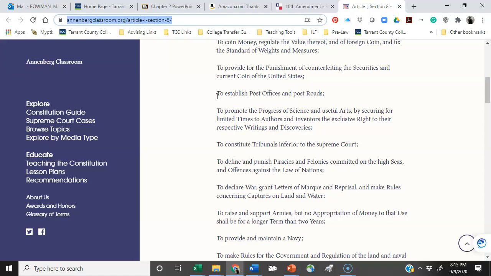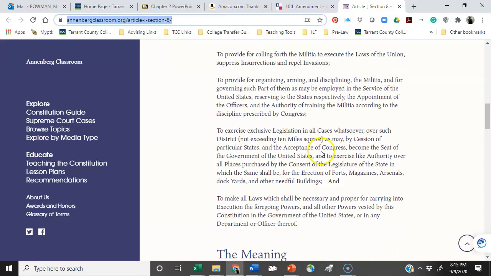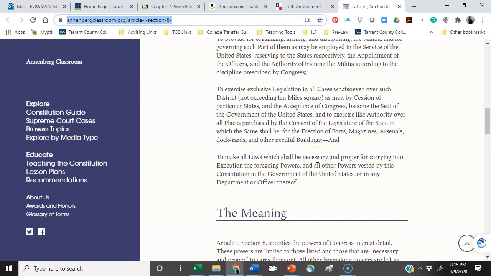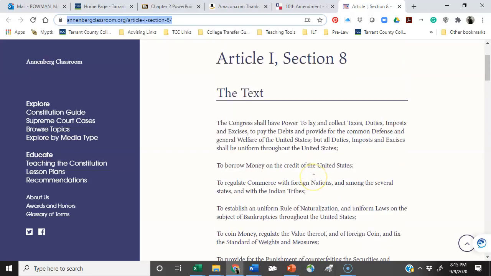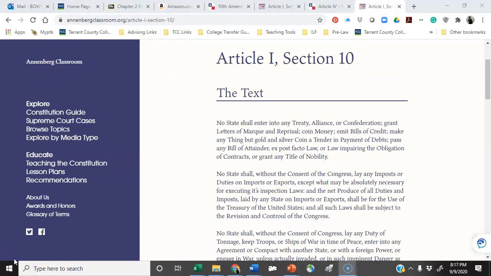So the powers that are given under the necessary and proper clause are implied powers. The powers that are listed explicitly are called express powers. Let's look at Article 1, Section 10. And again, we're still in the United States Constitution. In Article 1, Section 10, you find a list of provisions that states are prohibited from.